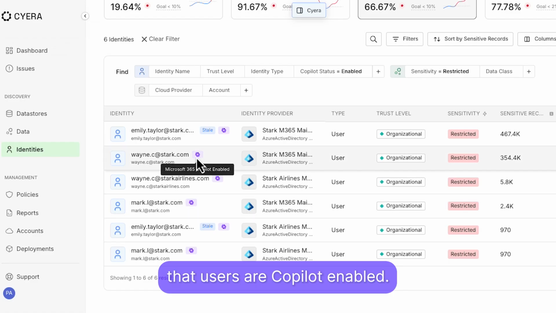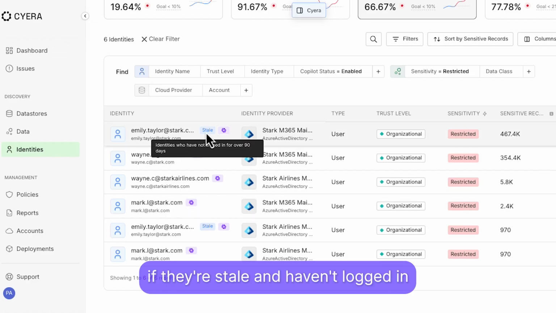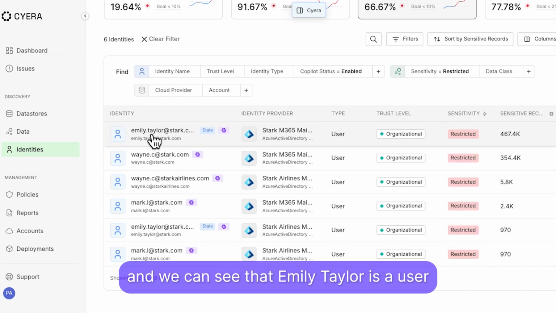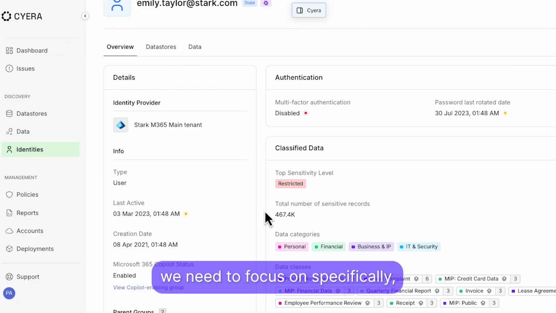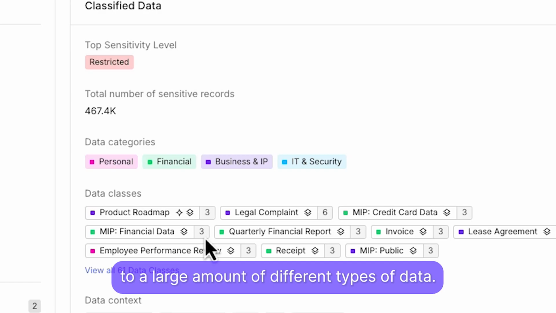Users are Copilot enabled, and we can even identify if they're stale and haven't logged in for 90 days. But of course, we can also prioritize these, and we can see that Emily Taylor is a user we need to focus on specifically. And we can see that they have access to a large amount of different types of data.